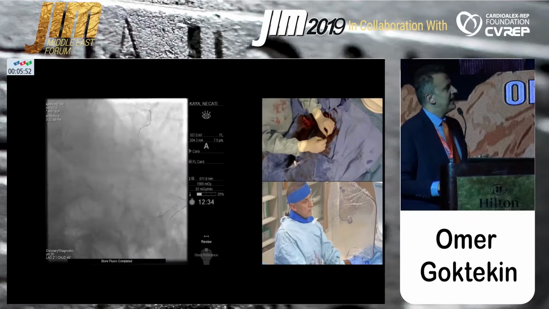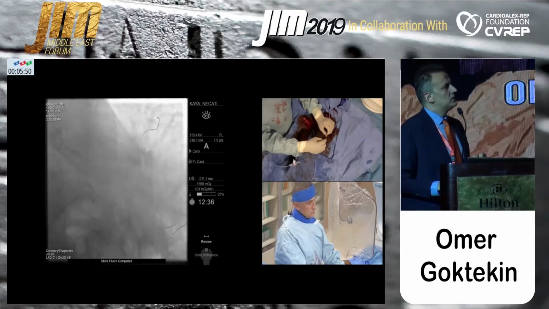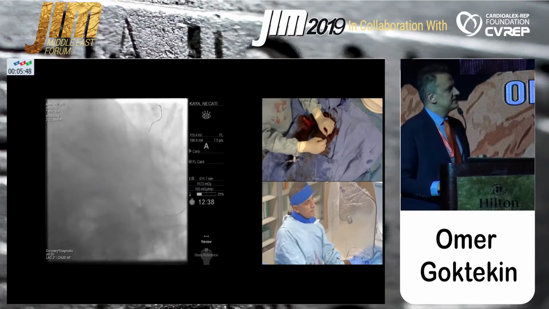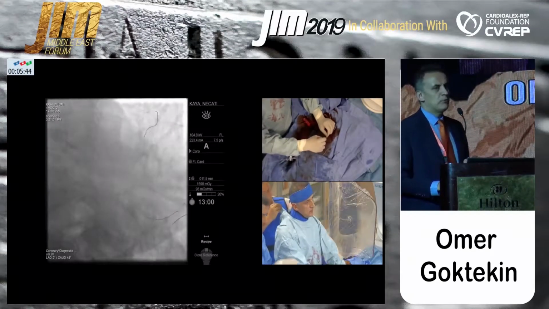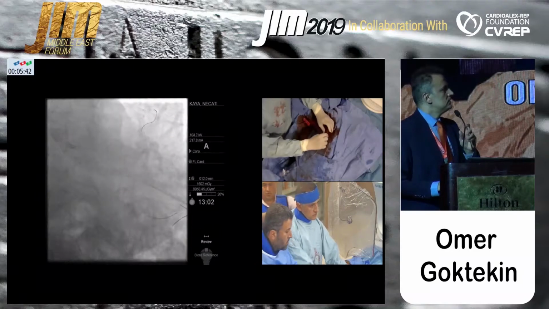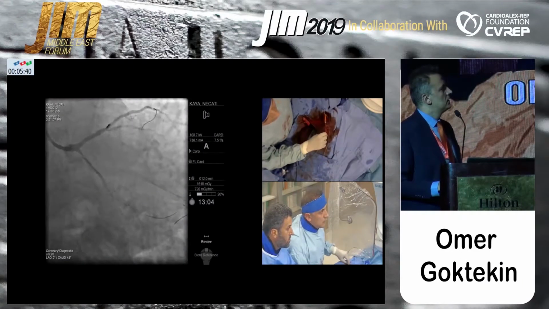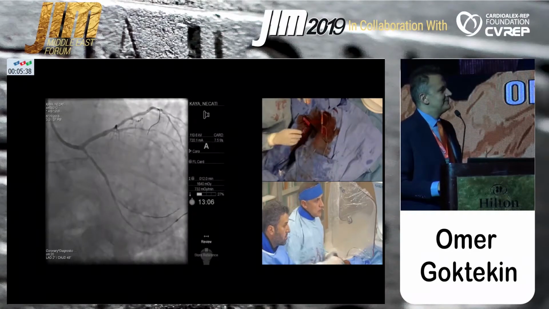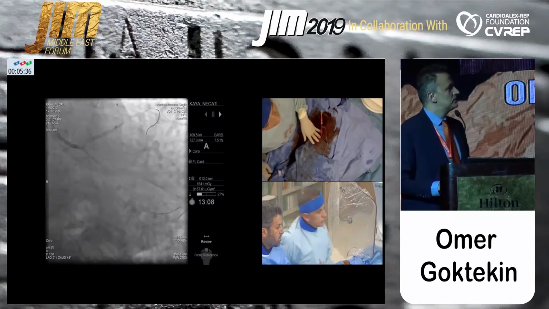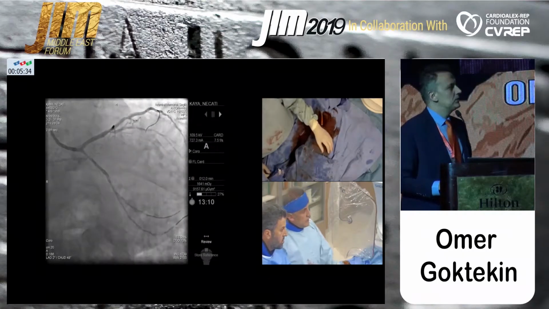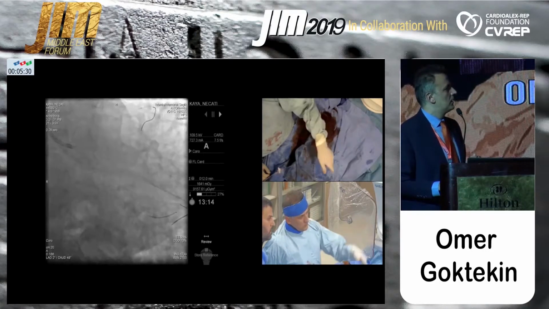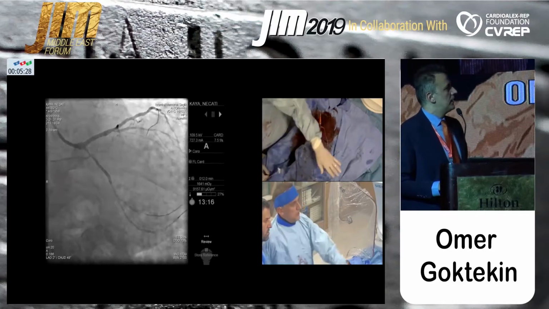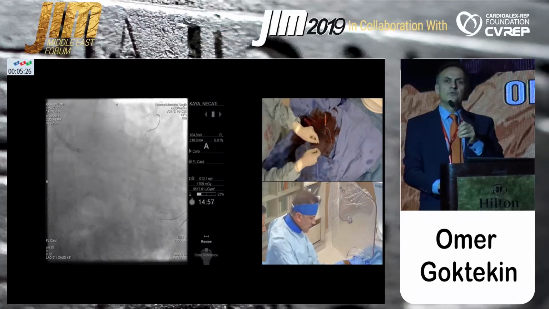And after that, I had a 2.0 balloon. This is a small balloon, only one marker, 1.5. This is that big branch. We could leave it alone, you know. It's not big enough to put any stent, right?